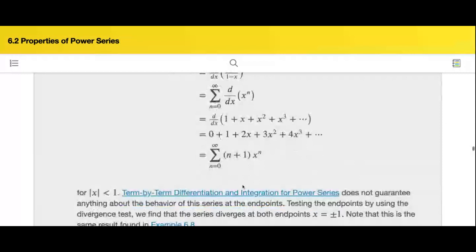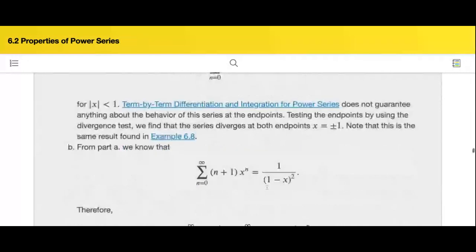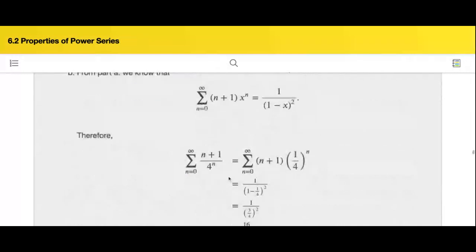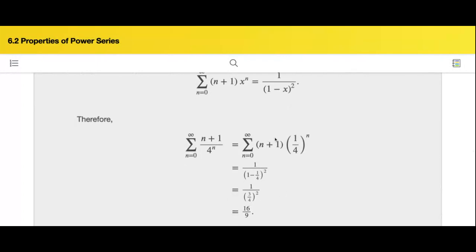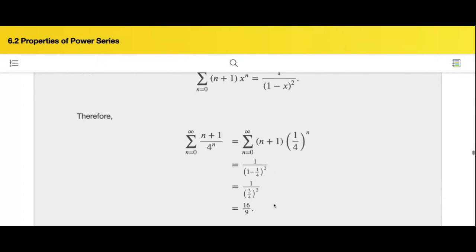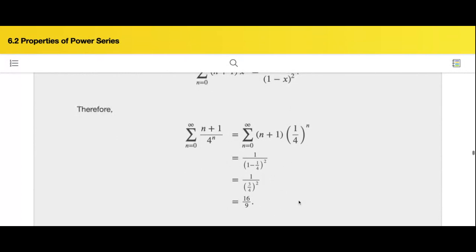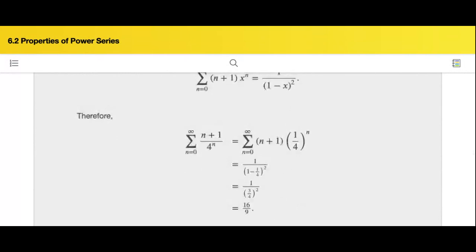And we can use this to evaluate a specific x. So in this case, x equals 1/4. We just plug it into the function, f of 1/4. That's 1 over (1 minus 1/4) squared, to get 16 over 9. Anyone has questions?